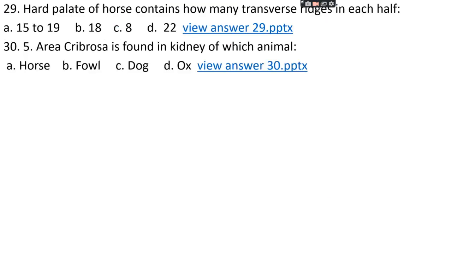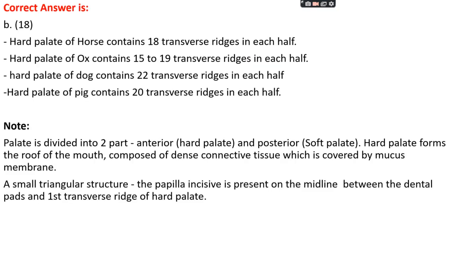Question number 29. The hard palate of the horse contains how many transverse ridges in each half? Option A, 15 to 19. Option B, 18. Option C, 8. Option D, 22. The right answer is option B, that is 18. The hard palate of a horse contains 18 transverse ridges in each half. The hard palate of the ox contains 15 to 19, the dog 22, and the pig 20 transverse ridges in each half.